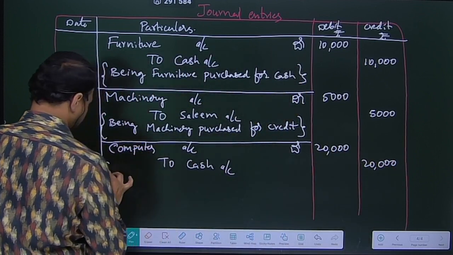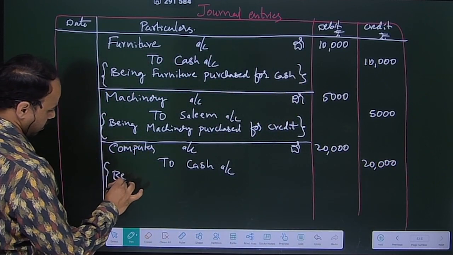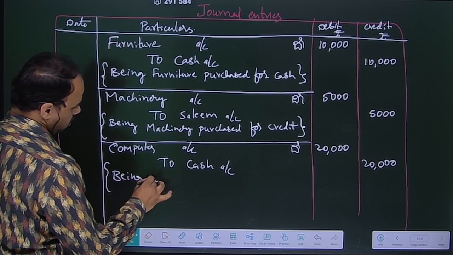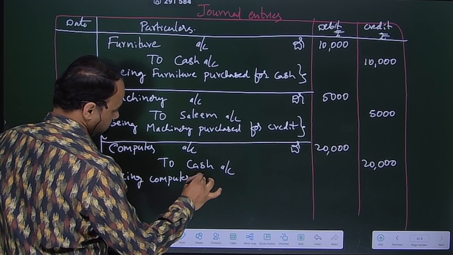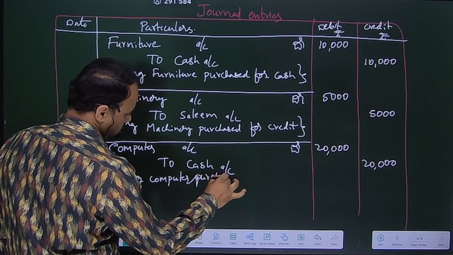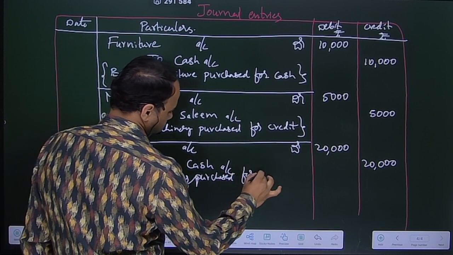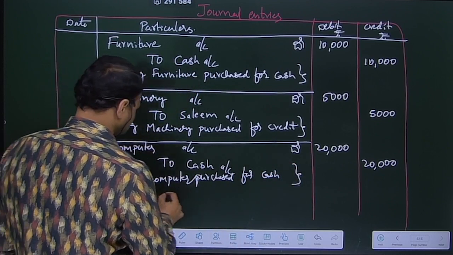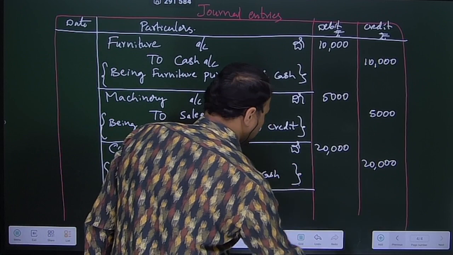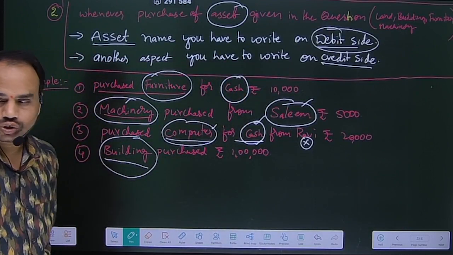Narration: being computer purchased for cash. Okay, see the next one and the last one.